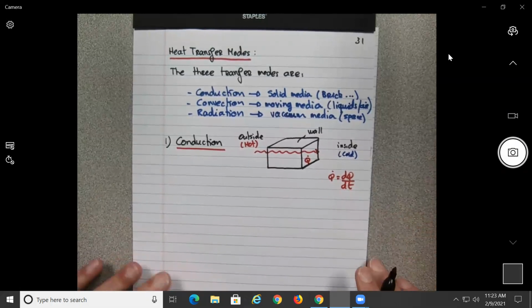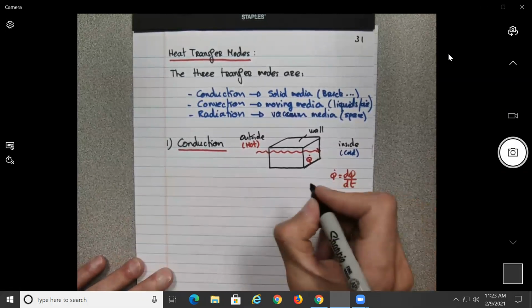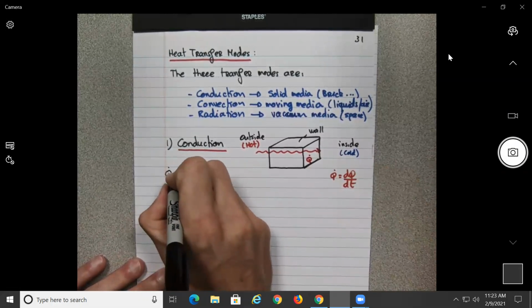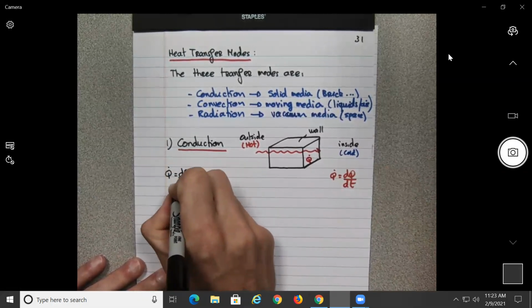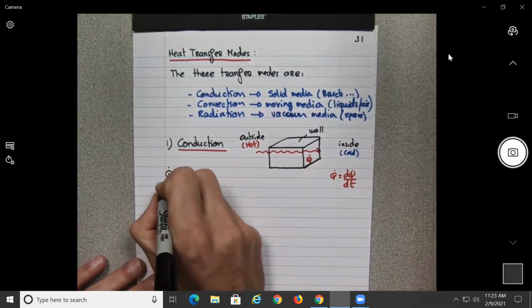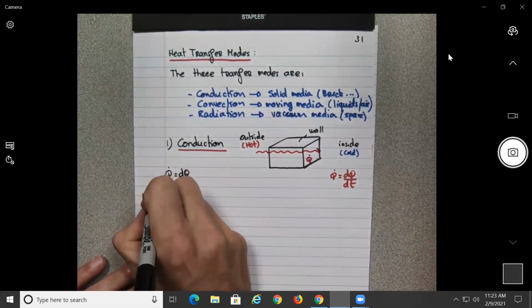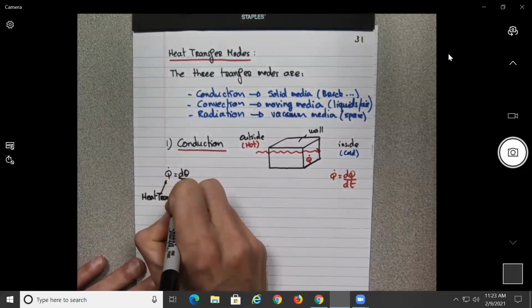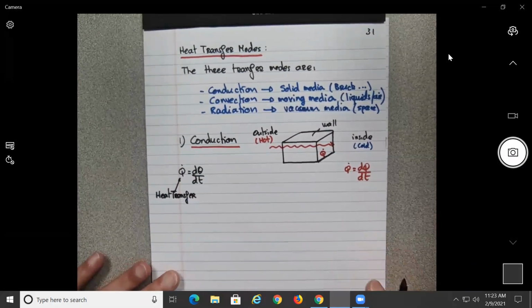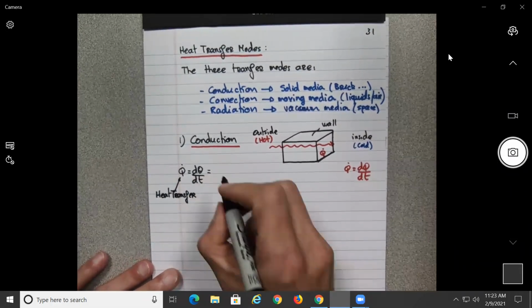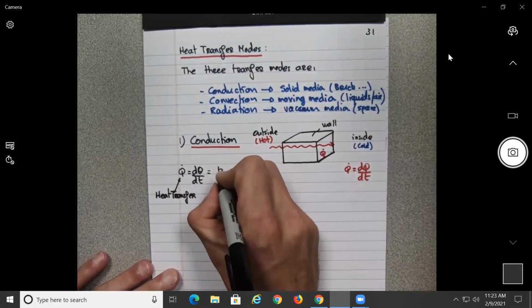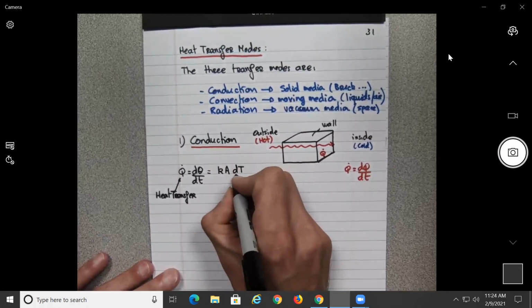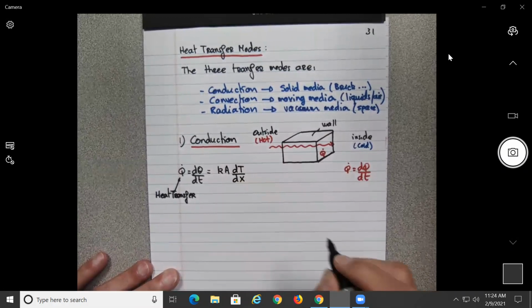So the expression for the conduction is given by, and I will do more figures here, is given by Q dot, which is dQ/dt. So this is heat transfer in function of time will be equal to, leave some space here, leave a little bit of space here, kA dT/dx.